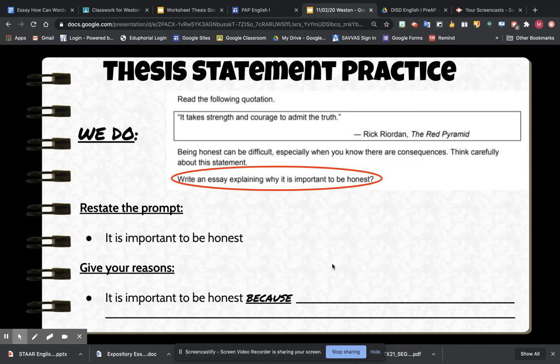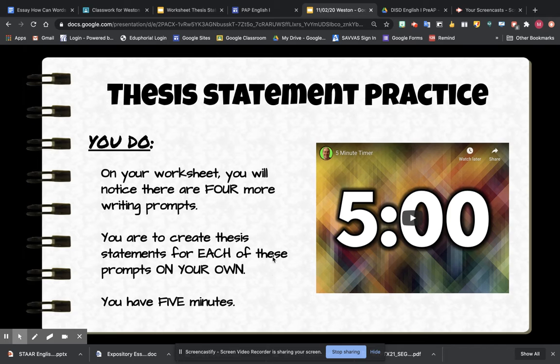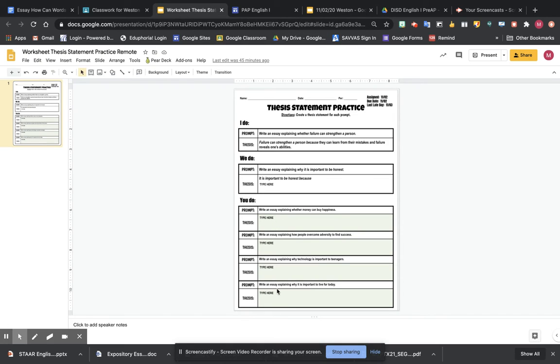There's so many reasons you could put here as long as you have examples to support it and back it up. So what I'd like for you to do next is on your worksheet here, you have 4 thesis statements to do on your own.